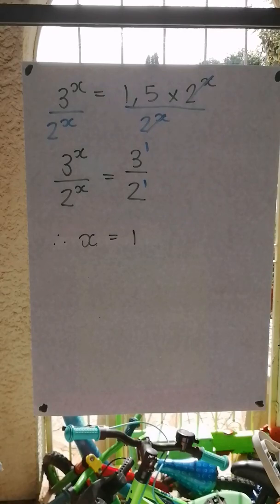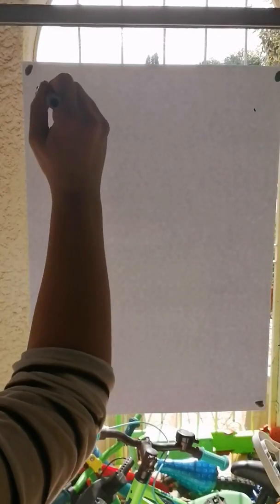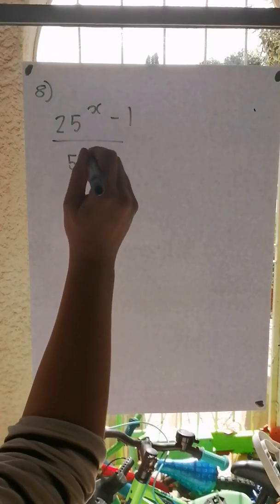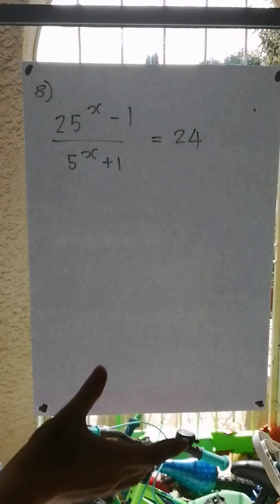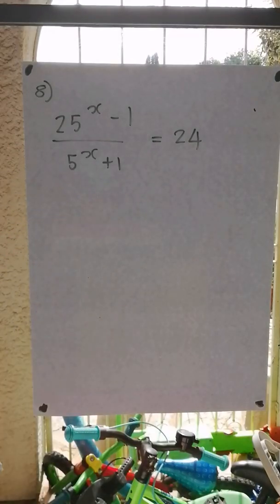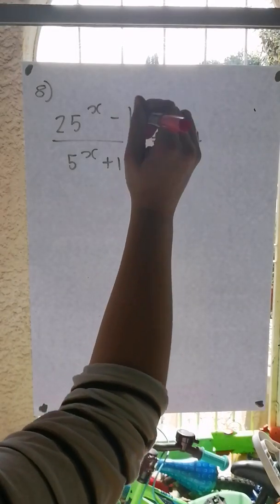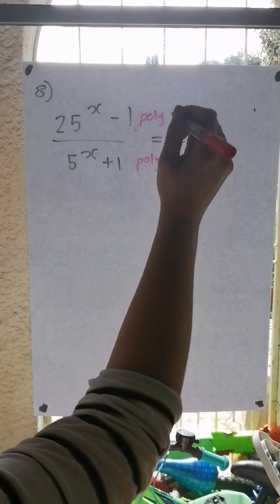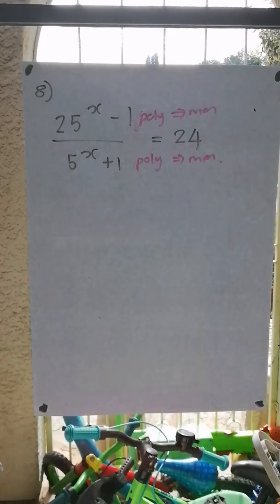And then we've got the last example, example 8. It says solve for x if 25 to the power of x minus 1 over 5 to the power of x plus 1 equals 24. All the x's are on one side, but here I can't cancel anything yet because I've got a polynomial over a polynomial. How do I move this from a polynomial to a monomial? I have to factorize, remember?